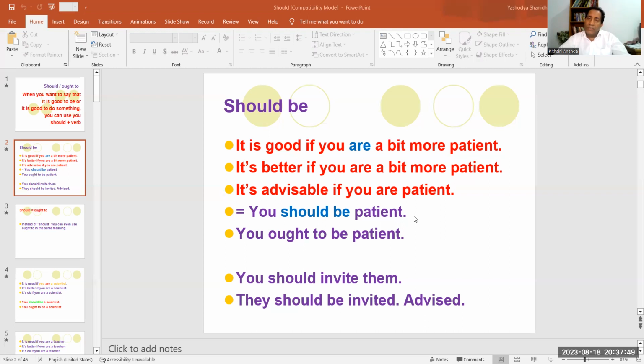By using simple present, I talk about a general aspect of your personality or personality traits. But when I say should be in place of are, I mean that it is better, it is good, it is advisable. That is the meaning or idea that we can have by using should be. You should be patient. When I say that you should be patient, I mean that it is better, it is good, it is advisable if you can be patient.